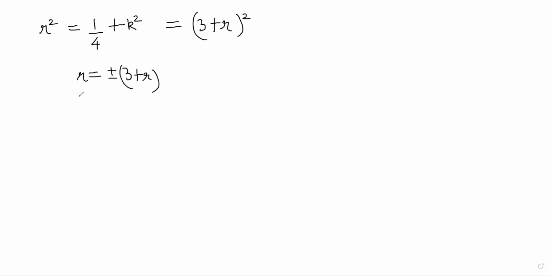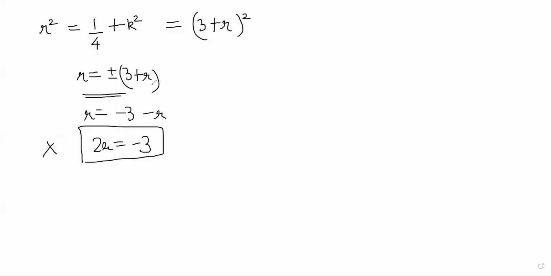So 1 by 4 plus k square, we already know is r square, is equal to (3 plus r) whole square. In that case, we get r is equal to plus minus (3 plus r). So if you do plus, it doesn't work. So you get r is equal to minus 3 minus r. So you get 2r is equal to minus 3. So it doesn't work at all. Both the cases are not making sense.